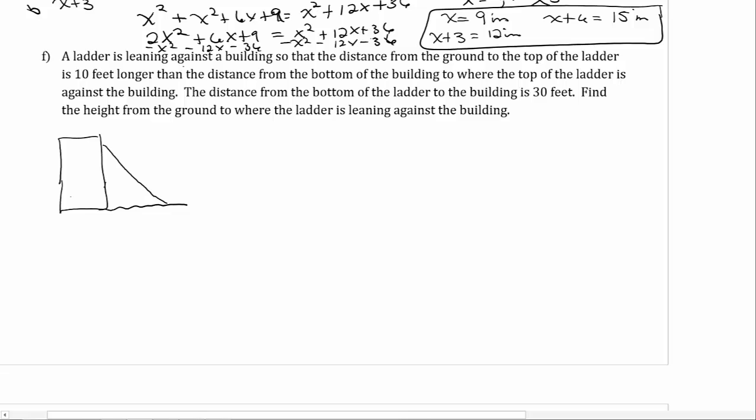A ladder is leaning against a building so that the distance from the ground to the top of the ladder is 10 feet longer than the distance from the bottom of the building to where the top of the ladder is against the building. The distance from the bottom of the ladder to the building, so this part is fairly easy, is 30 feet. So this distance from the bottom of the ladder to the building is 30 feet. And we want to find the height from the ground to where the ladder is leaning up against the building.